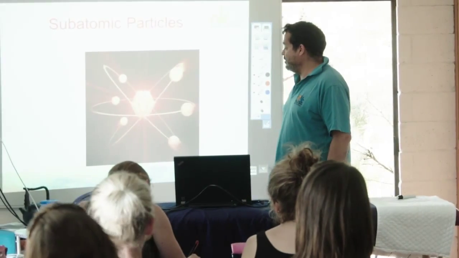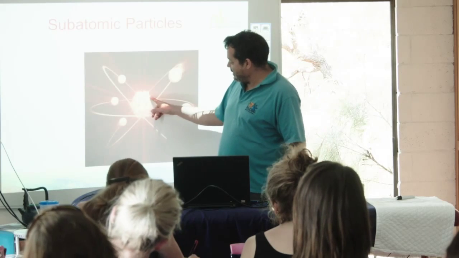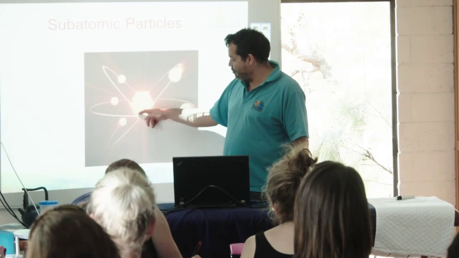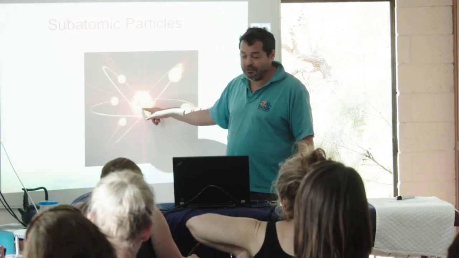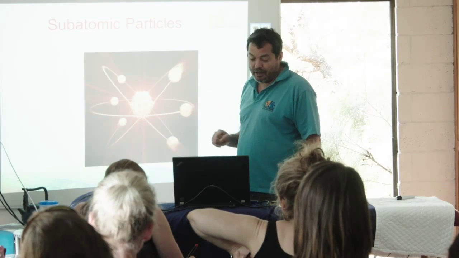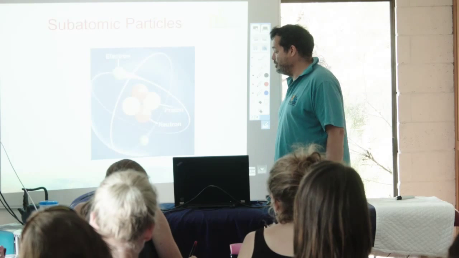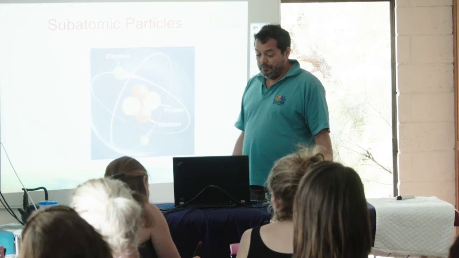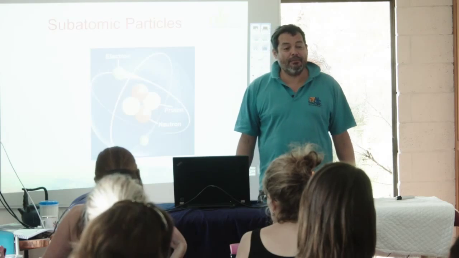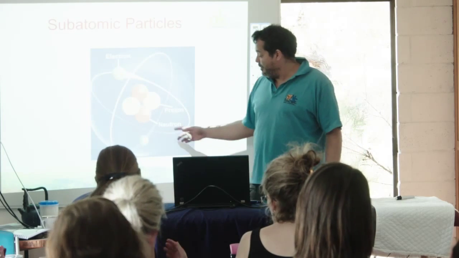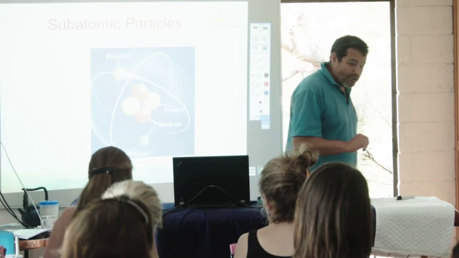So let's have a quick look at them. This is an atom. Basically an atom is made up of neutrons and protons that make up the nucleus, and electrons that spin around. And another picture, neutrons and protons. Electrons are actually subatomic particles, but neutrons and protons are not. They are actually made up of particles. They have smaller units which are called quarks.